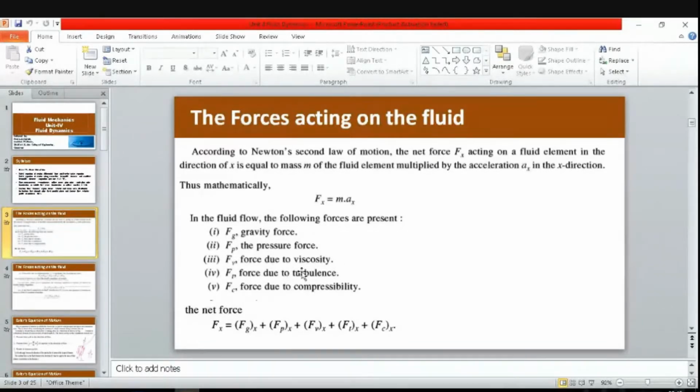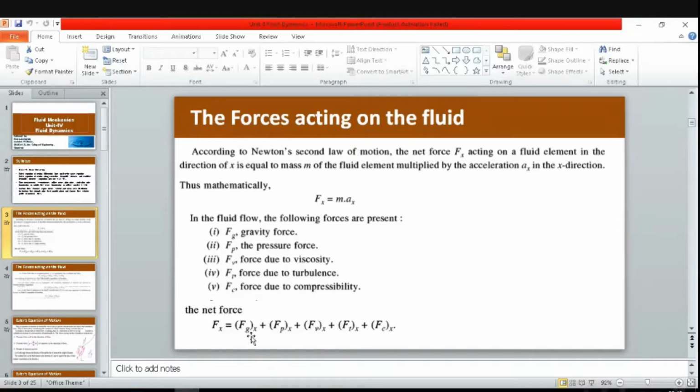Okay, the next is turbulent force. We had discussed the turbulent force is due to turbulent motion, and last one is compressibility. So this compressibility force, okay, it plays an important role in gaseous fluid. Okay, and in case of liquid, it does not play a major role. After that, we had applied this to Newton's second law.